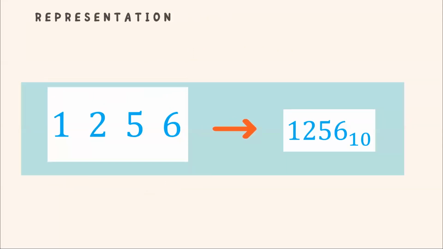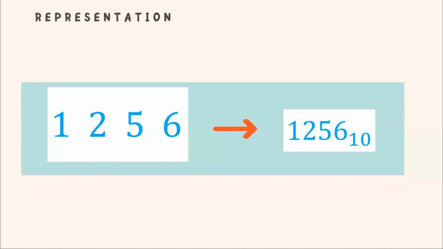Now this number 1256 could belong to any of the number systems, right? Any of those number systems that have all the digits 1, 2, 5, and 6. For instance, this could belong to the decimal number system. It could belong to the octal number system. It could belong to the heptary number system. It could belong to any number system that has the elements 1, 2, 5, and 6.